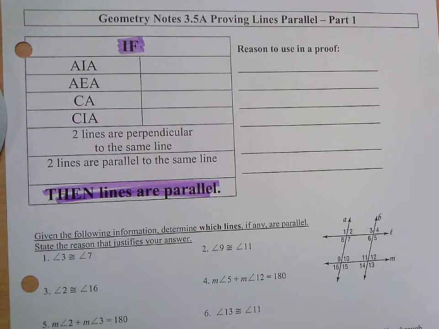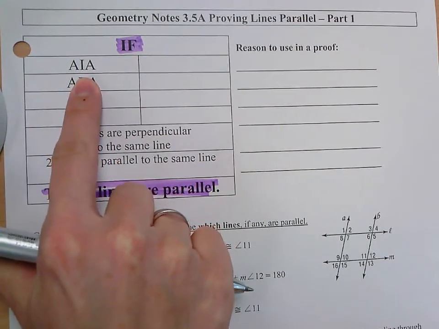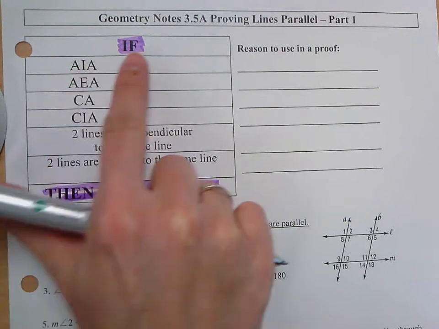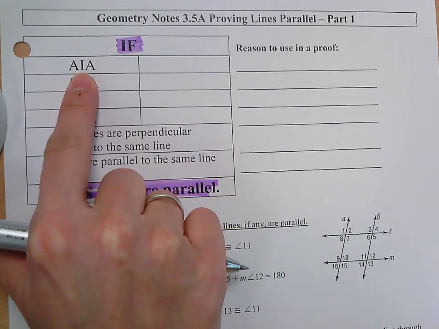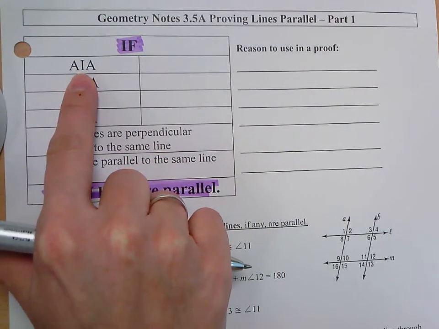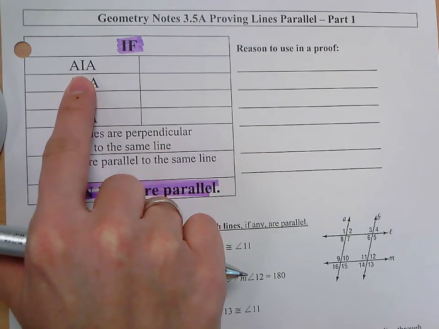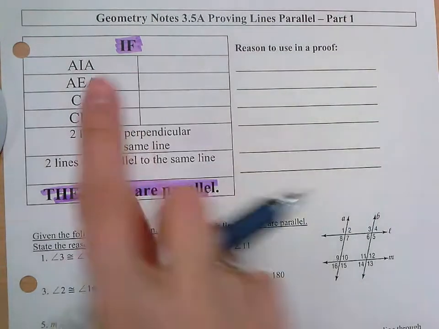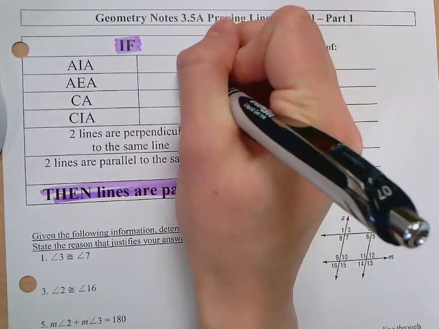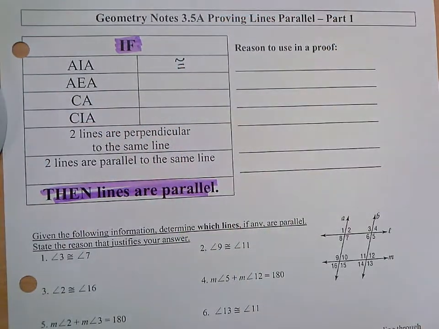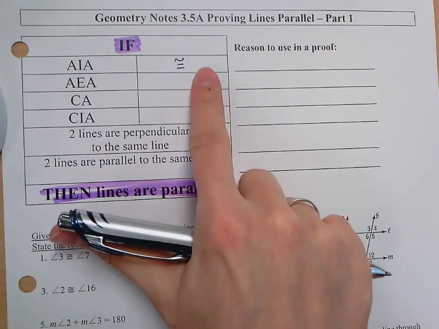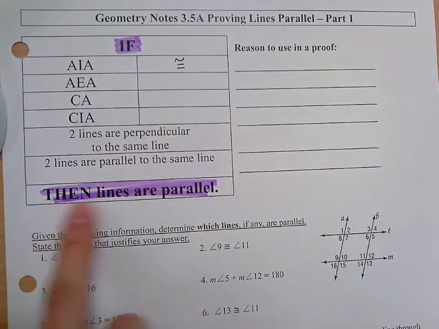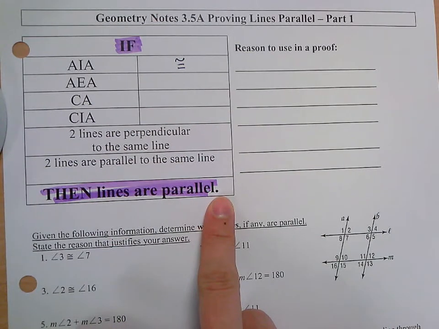So starting out, alternate interior angles. If you have a pair of lines with alternate interior angles, if the lines are parallel, what do we know about alternate interior? They are congruent. So alternate interior angles, if we know they are congruent, this would be your statement. If alternate interior angles are congruent, then the lines are parallel.